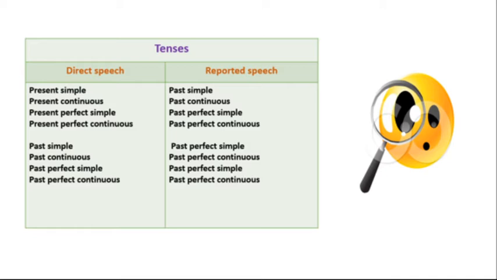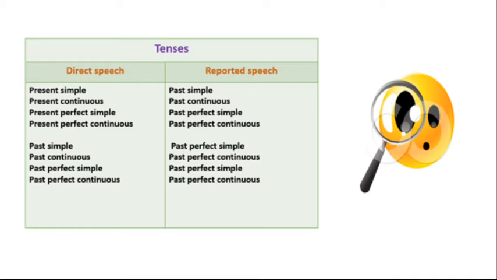Now the second part of the chart. Past simple becomes past perfect simple. Past continuous becomes past perfect continuous. So here, what do we add? We just add the perfect. Past perfect simple stays the same, no change. Past perfect continuous, no change.